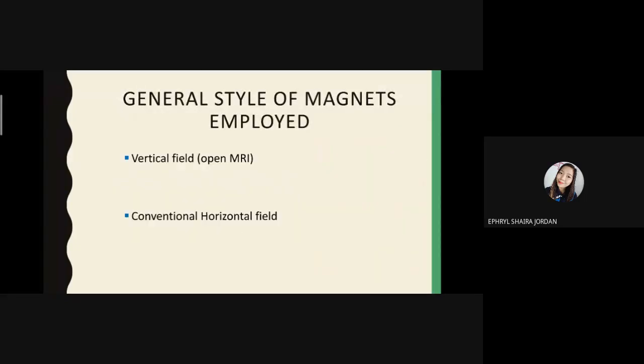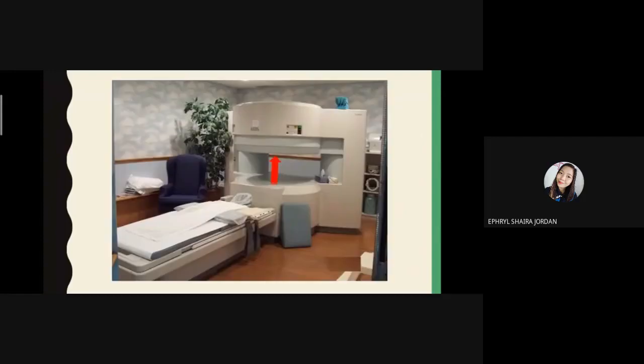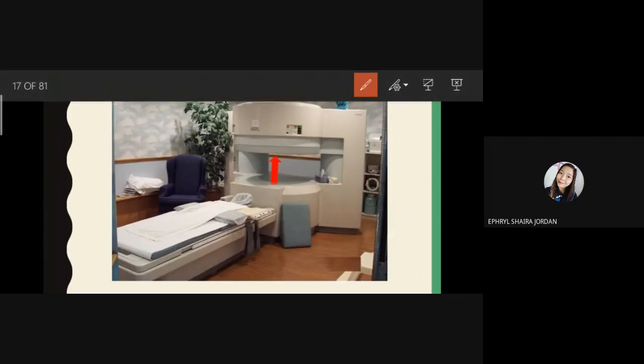So now let's know the general style of magnets employed. There are two: vertical field and horizontal field. So ano ba ang vertical field? When you say vertical field, present ito sa permanent MRI systems. Ang direction ng kanyang magnetic field is vertical. Since nandito ang dalawang magnet, nasa taas at nasa baba, ang kanyang field is vertical.